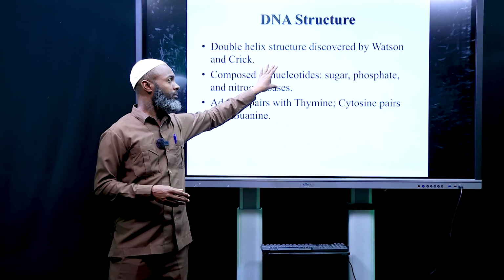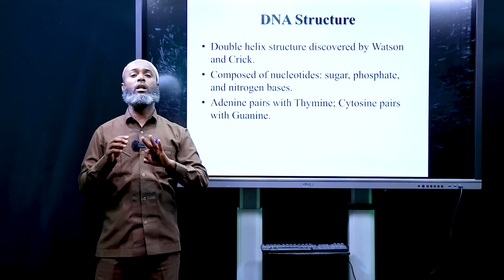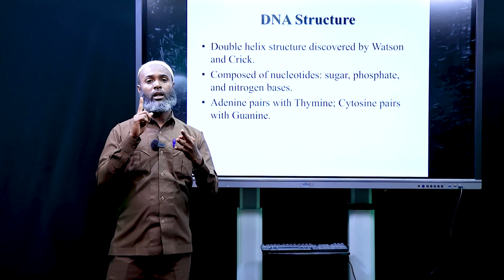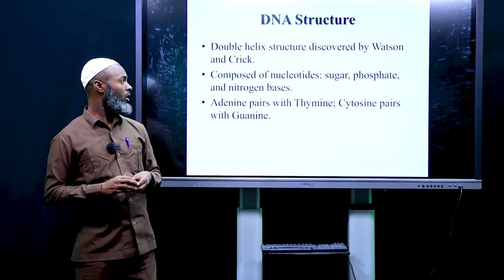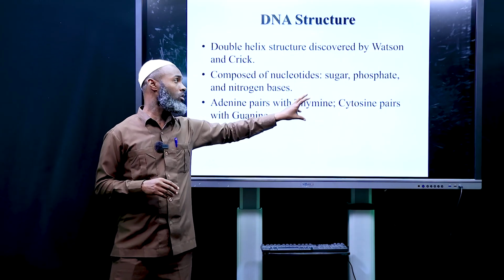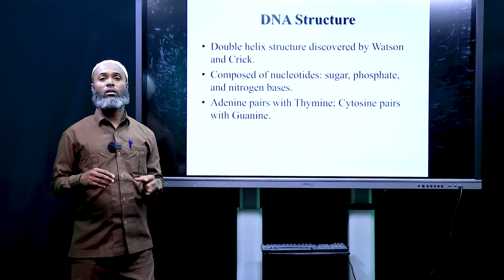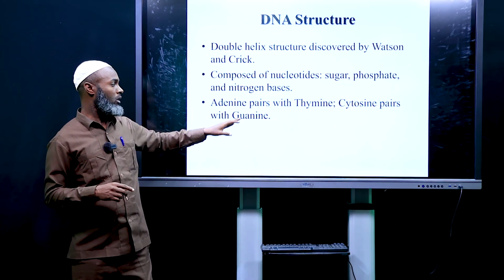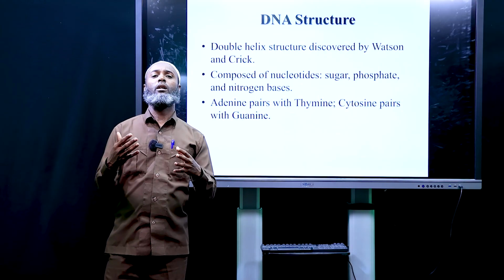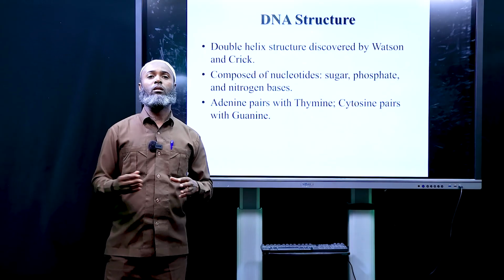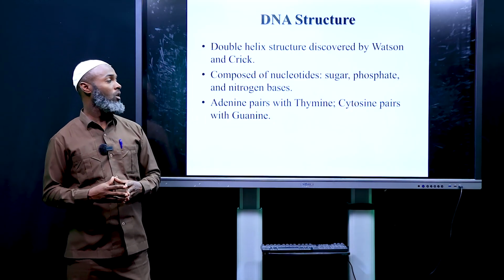DNA is made up of nucleotides, and a nucleotide is composed of sugar, phosphate, and nitrogenous base. These three, sugar, nitrogenous base, and phosphate, are known as a nucleotide. The sugar found in DNA is deoxyribose. Phosphate is found, and the nitrogenous bases adenine, thymine, cytosine, and guanine are found in DNA. And you also remember in grade 11 biology, we have seen the pairing rule. Adenine pairs with thymine and cytosine pairs with guanine.